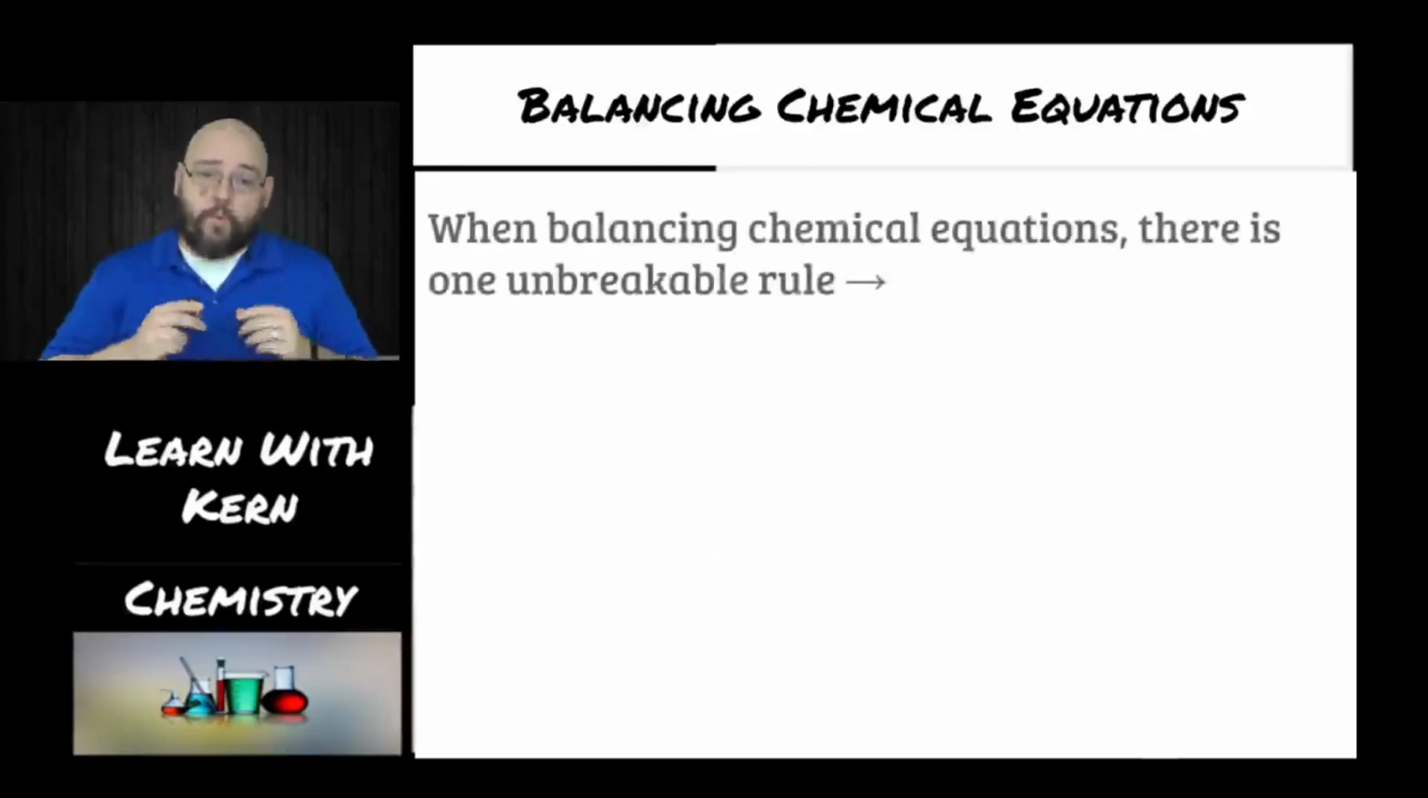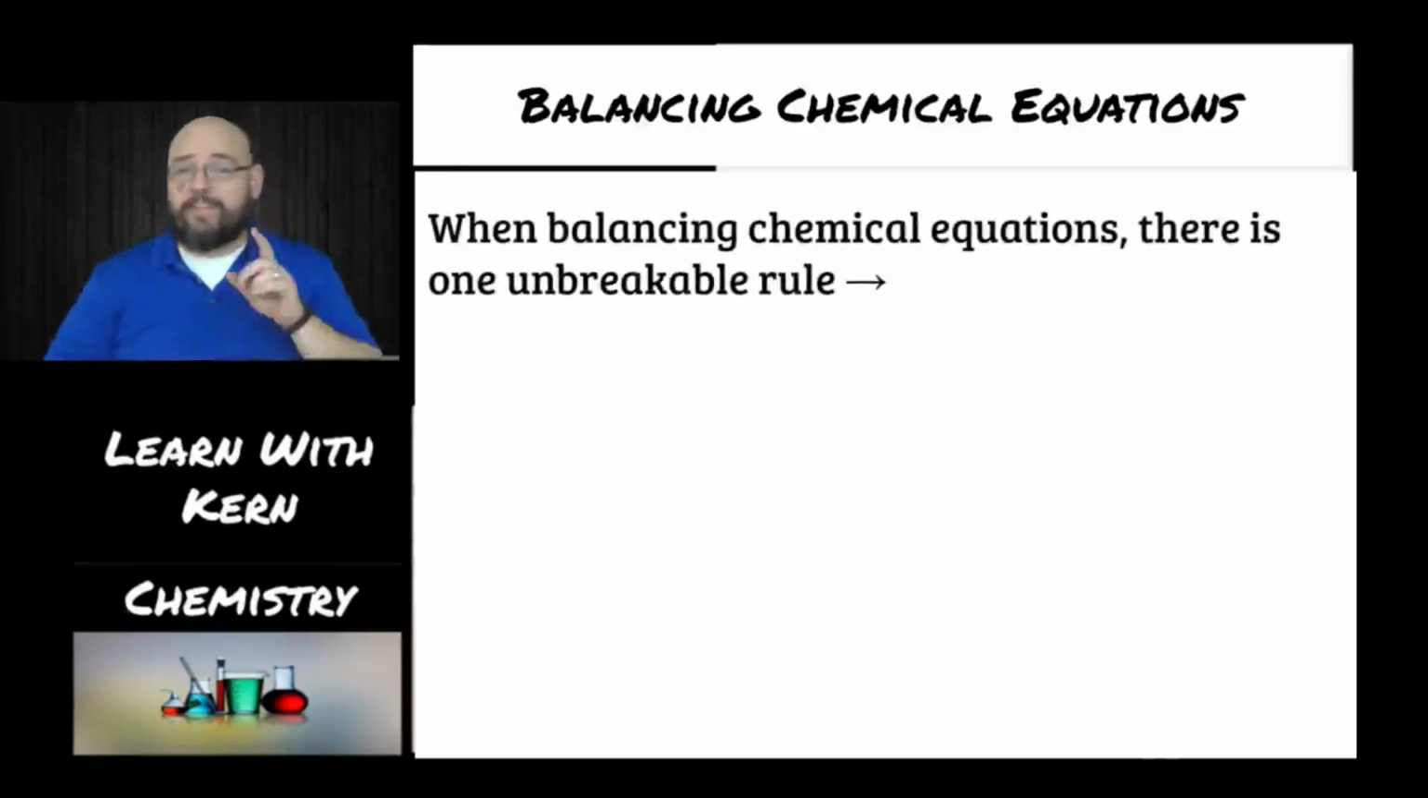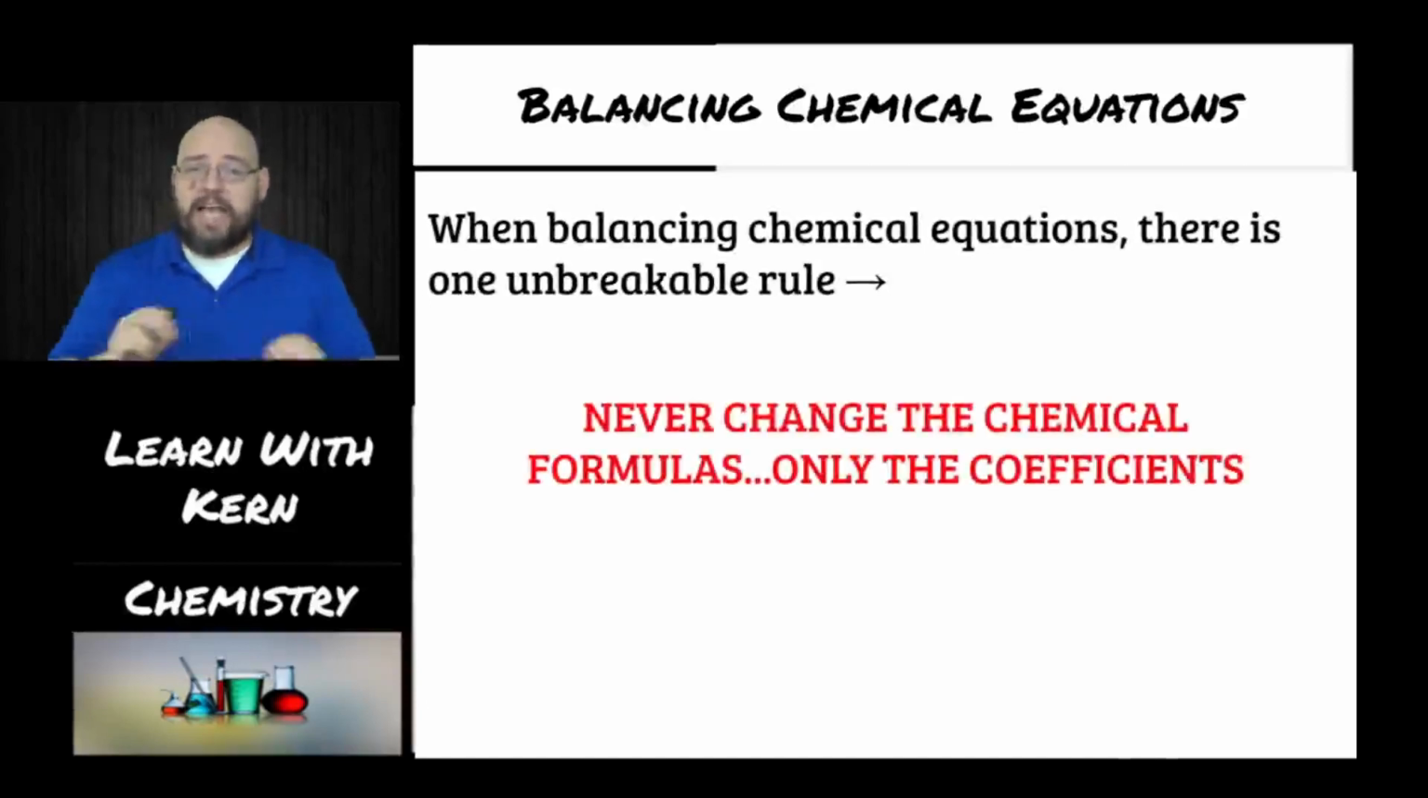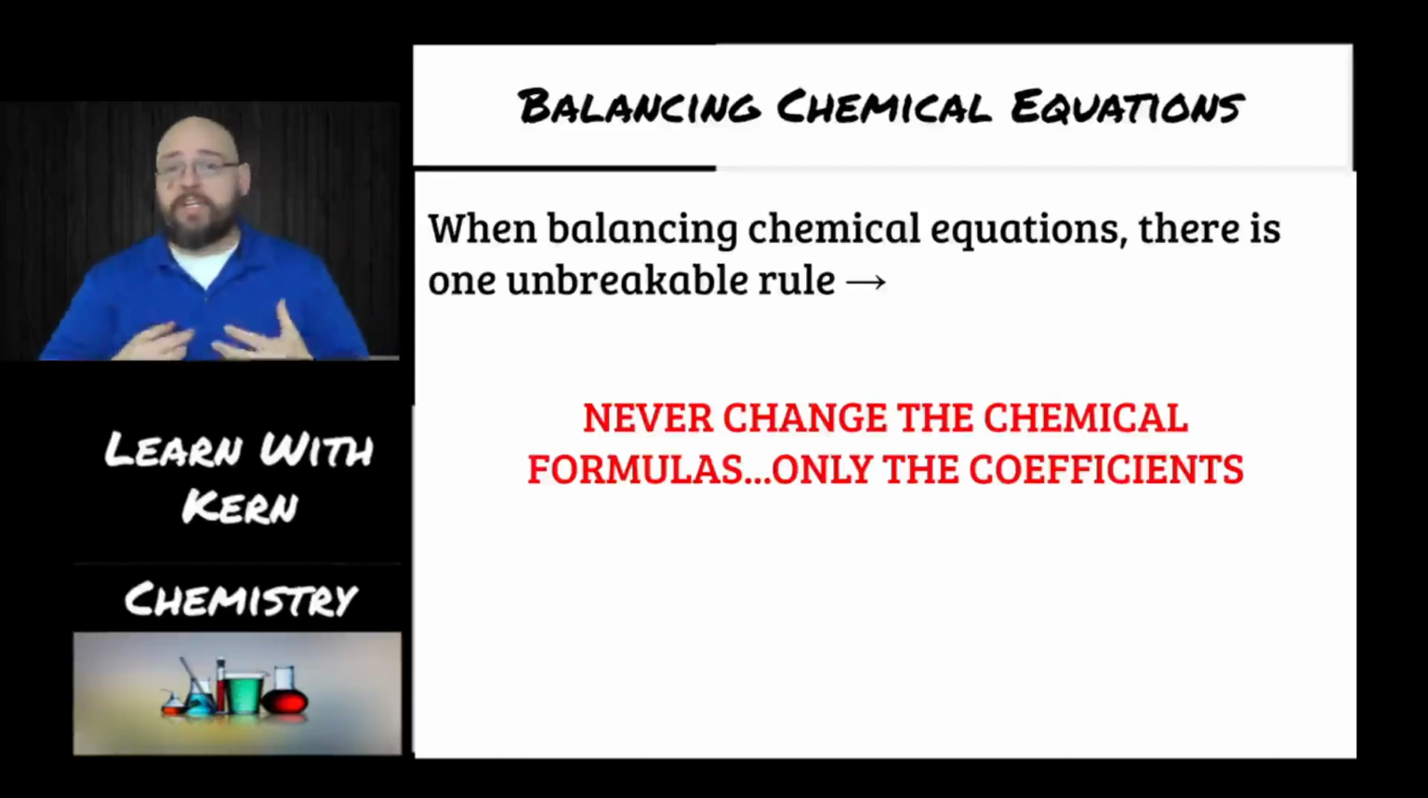So when balancing a chemical equation, there is one unbreakable rule. Never, ever, ever change the chemical formulas. Only the coefficients. Remember, those coefficients are the numbers out in front, not the little subscripts. We can only change the coefficients. We cannot change these subscripts. We cannot change the chemical formulas because that changes what chemical we're talking about. So we change the coefficients.